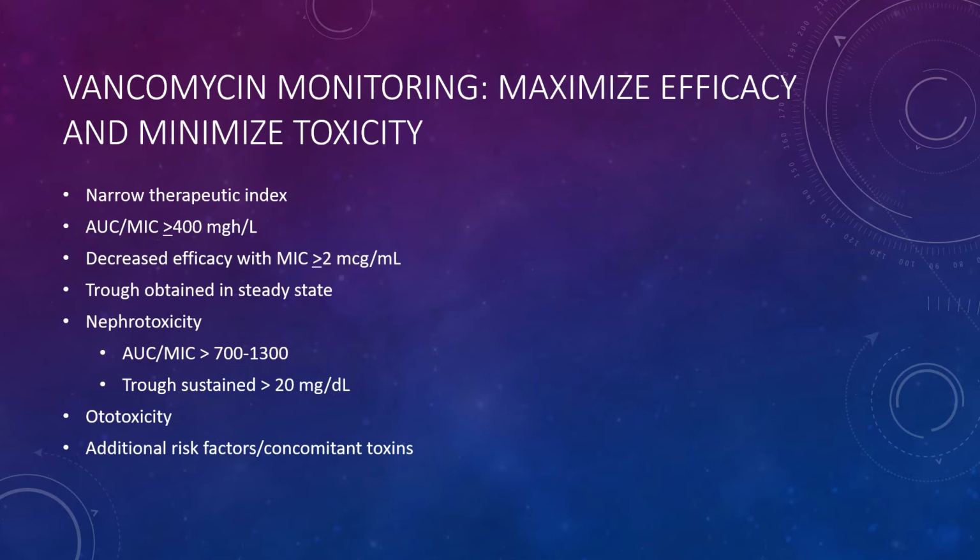And then nephrotoxicity is something you always want to look out for. You have an AUC/MIC of greater than 700 to 1300, or when the trough is sustained at greater than 20. So of course we want to minimize both those things. Additional risk factors that might also occur are increased body weight, or being along with other medications such as loop diuretics, aminoglycosides, or contrast dye.